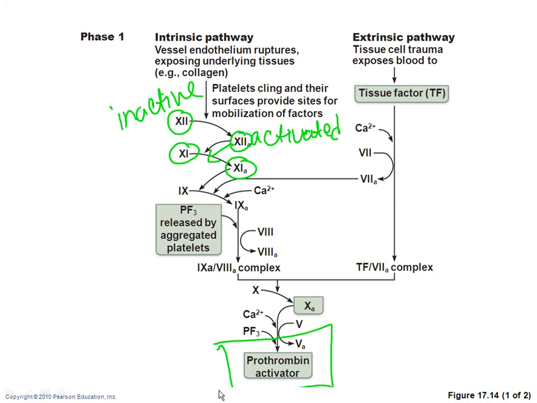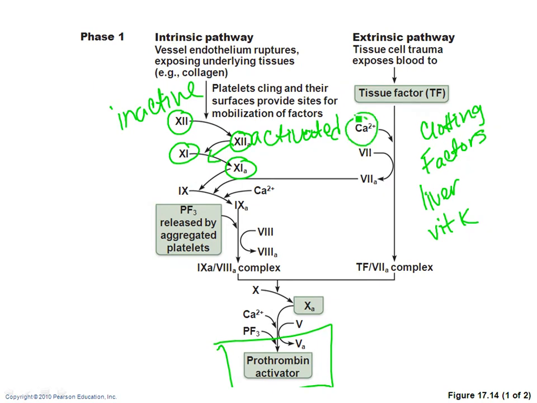A couple things I want to point out. One, most of these factors are made in the liver. And they call these clotting factors. Sometimes they just say factors. Most of them are made in the liver. Several of them require vitamin K in order to be activated.